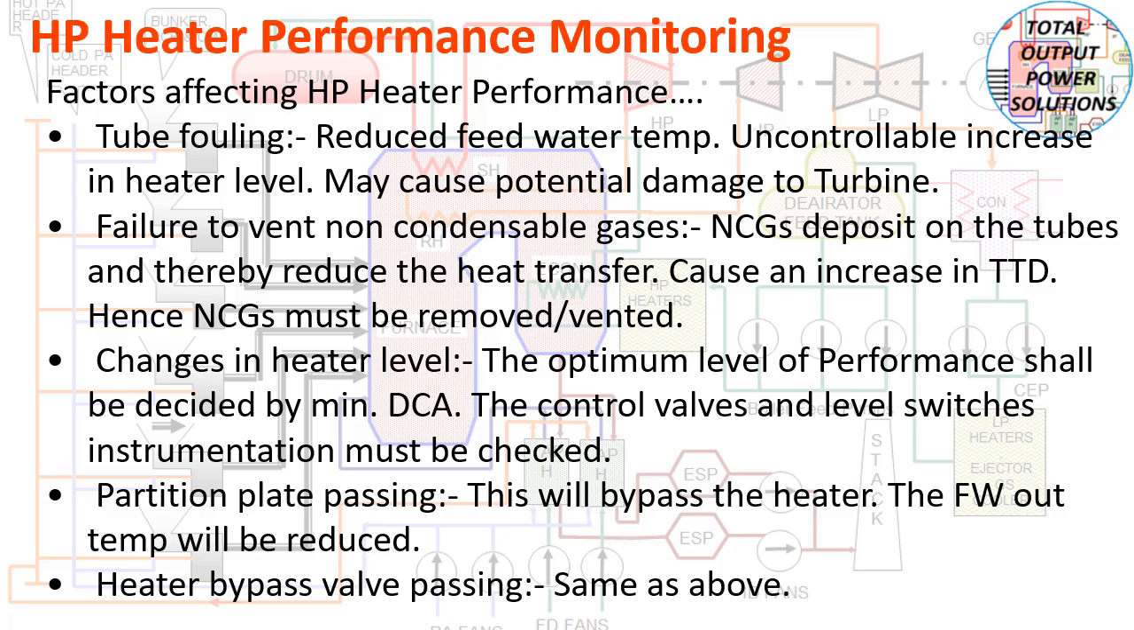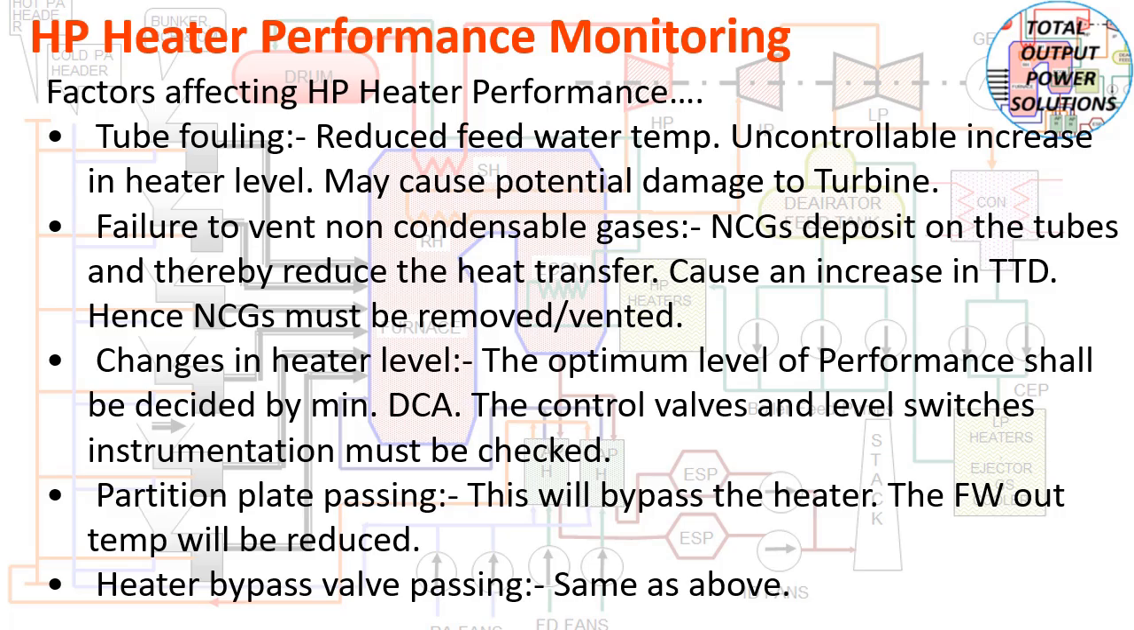If it is not vented properly, then the non-condensable gases deposit on the tubes and thereby reduce the heat transfer. This will cause an increase in TTD, and hence non-condensable gases must be removed or vented. Then the changes in the heater level. The optimum level of performance shall be decided by the minimum DCA. This you should finalize, the DCA.